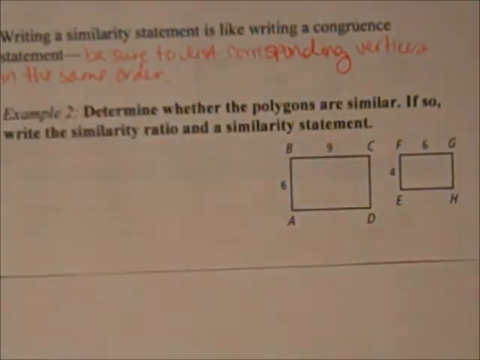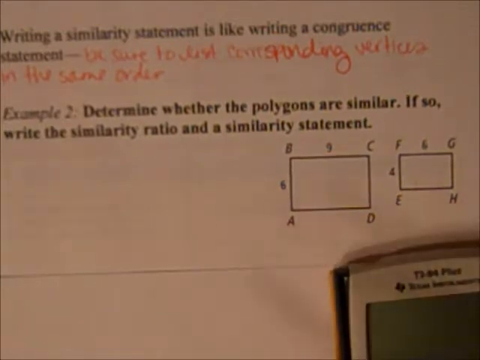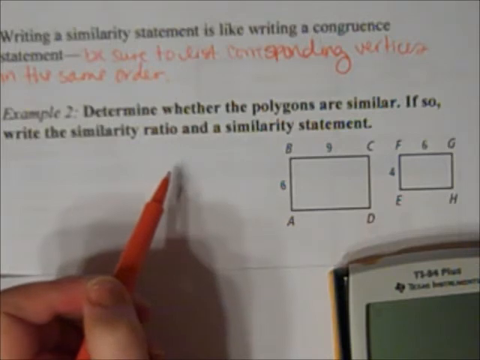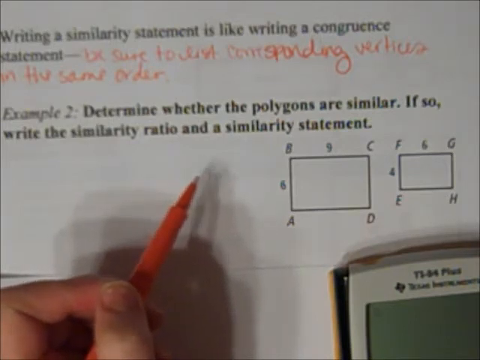Alright, so let's do some. You've done these kind of proportions since middle school, so the math shouldn't be hard. Just make sure you're taking the time and setting it up right. Determine whether the polygons are similar. If so, write a similarity ratio and a similarity statement.